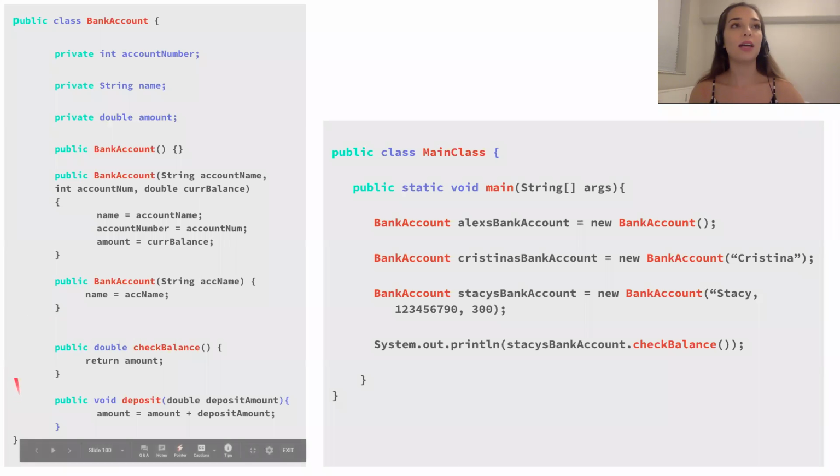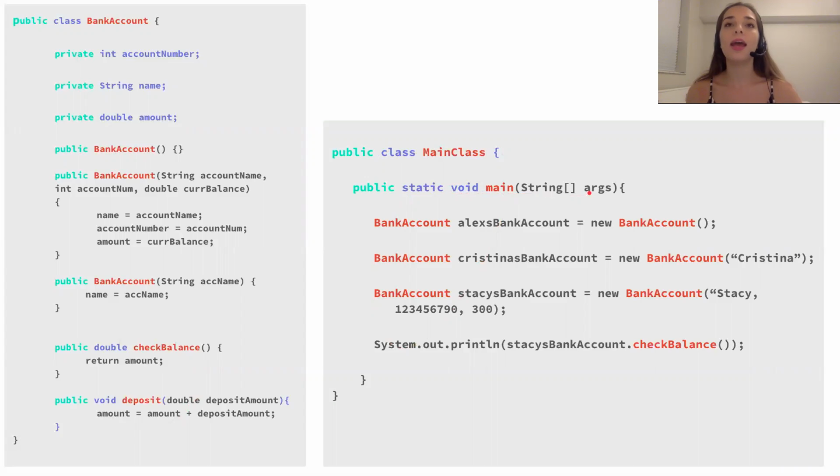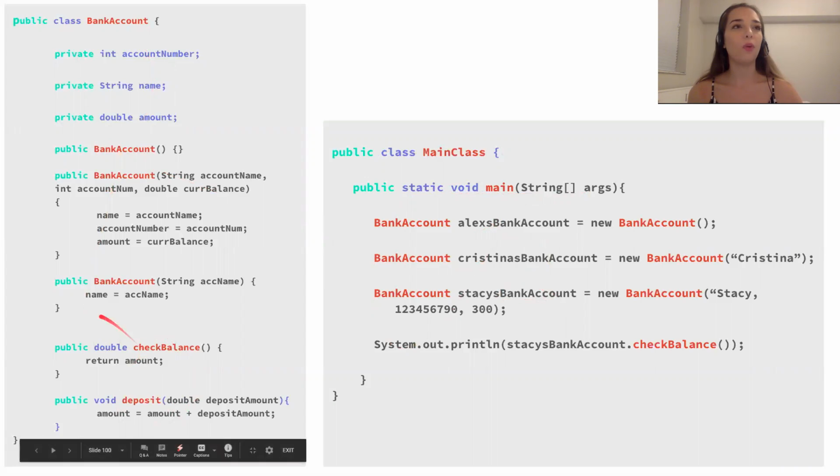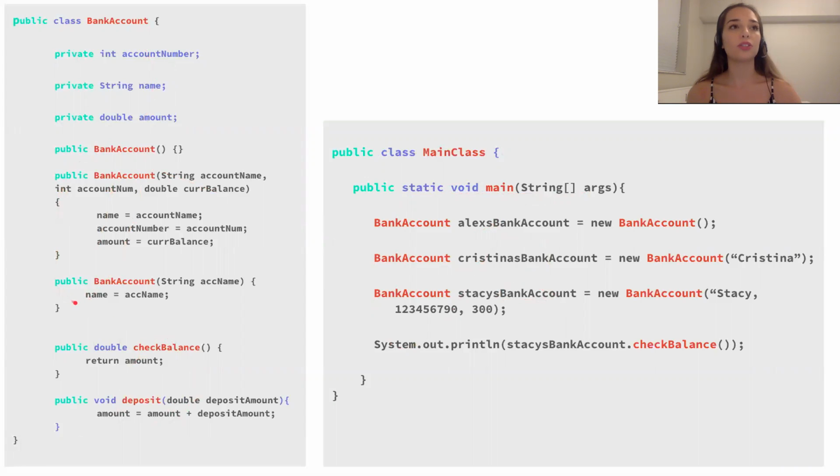On the left side, bear with me, there's a lot of code, but this is our bank account class. And on the right side, we have another main class where we're just going to have our main method. And within our main method, we're going to make 3 bank accounts. So we have Alex's bank account, Christina's bank account, and Stacy's bank account. Now on the left side, you'll see the same attributes that we've seen before and our same methods that we've seen before, but these 3 are our constructors.